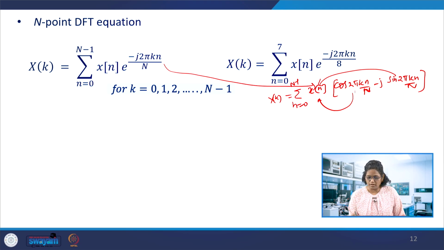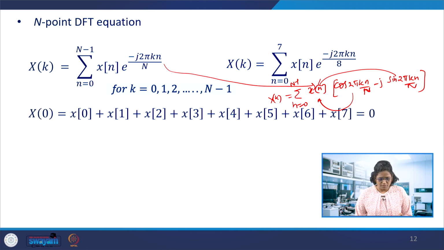If there is no correlation, or if this type of cosine signal or sine signal is not present, the correlation would result in a 0. So, that means that this type of signal does not exist in x of n. That is actually the meaning of the DFT that we are performing.